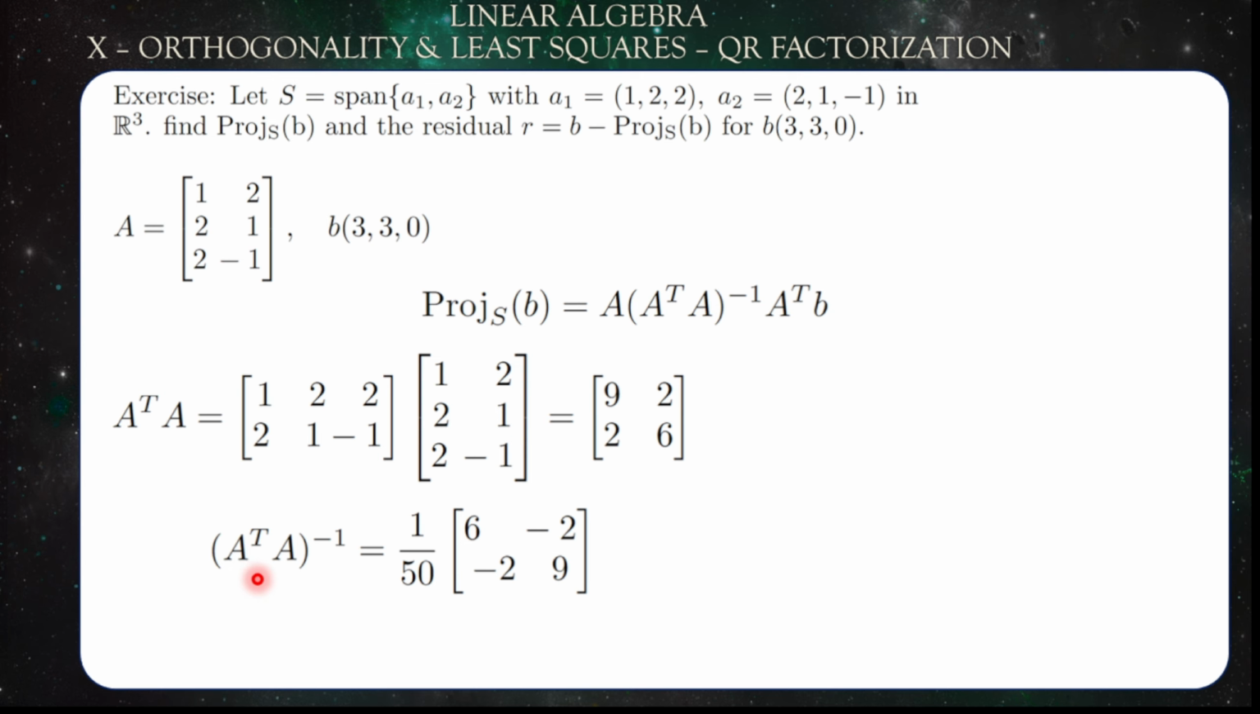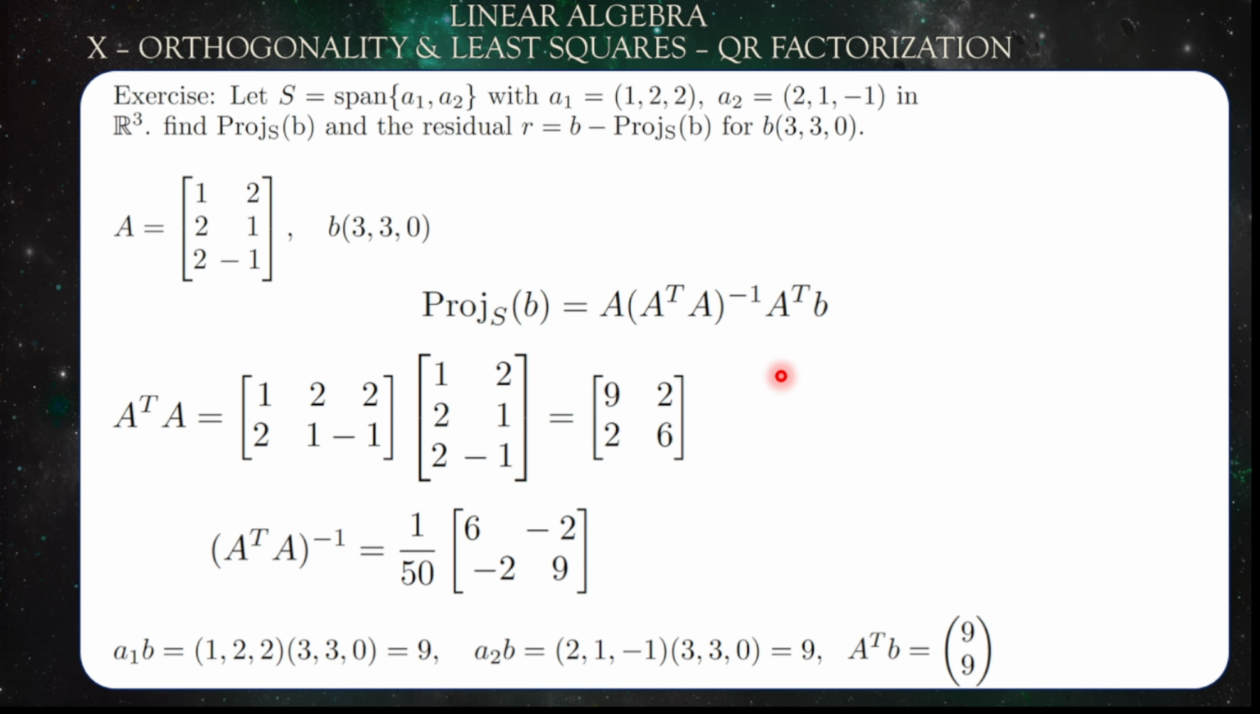Now, the inverse of that is equal to 1 divided by the determinant, which is 54 minus 4, or 50, multiplied by the matrix where you swap 9 and 6, so you get 6 and 9, and you multiply the off-diagonal by minus. So this is the inverse. Then you multiply it back by A from behind.